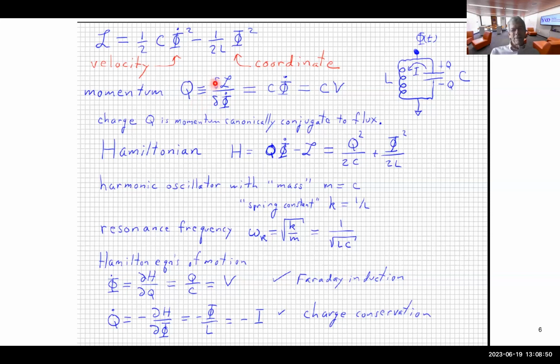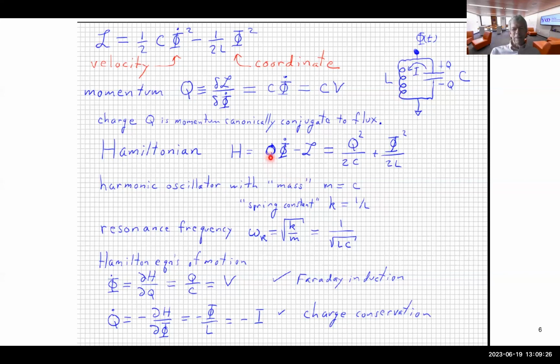And it's the derivative of the Lagrangian with respect to phi dot. And that's C phi dot, which is C times voltage, which is, of course, the charge on the capacitor. That's why I called it Q. So the charge Q on the capacitor is canonically conjugate to the flux, measured at this point in the circuit, the time integral of the voltage across the inductor.